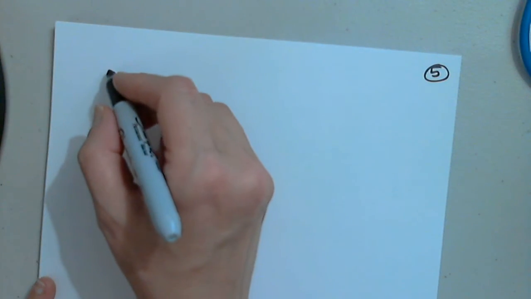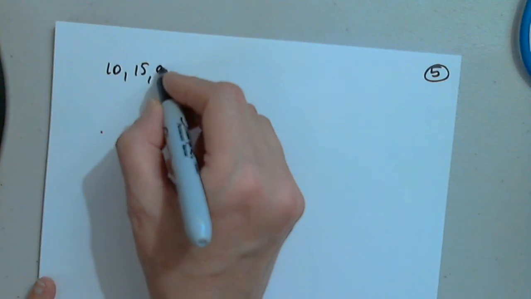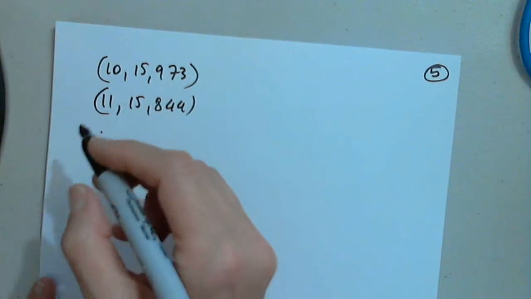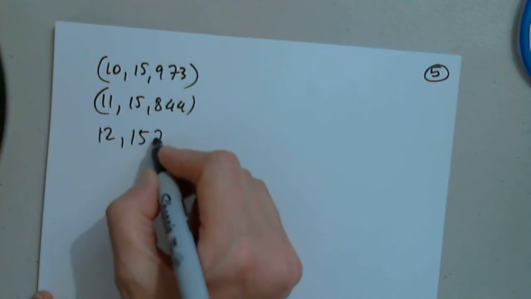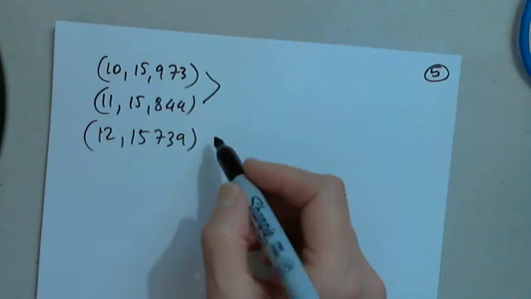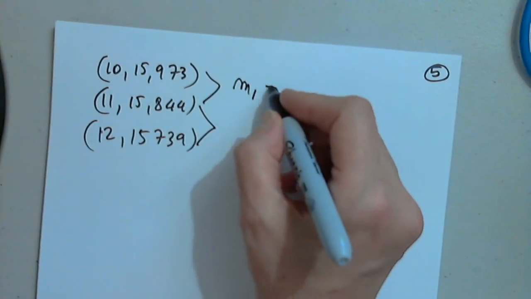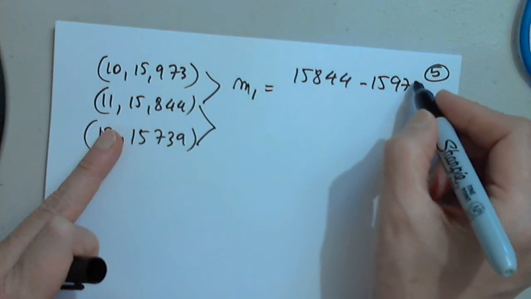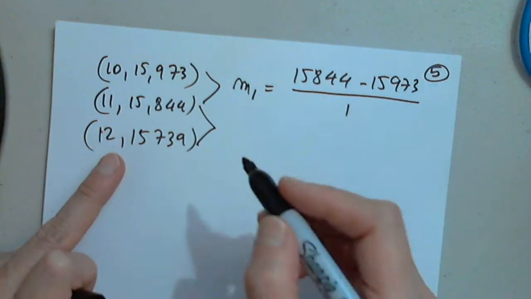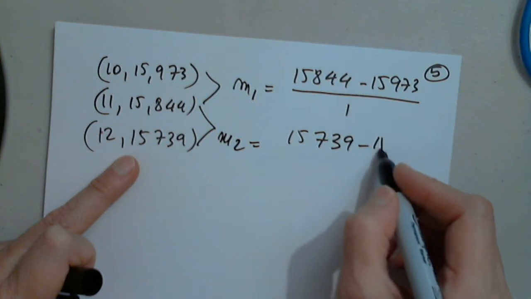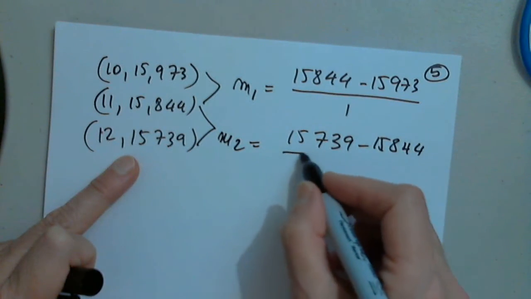So I'm just going to copy 15,973, 15,844, and the last one, 15,739. Okay, so I'm going to stop sharing now. Where is my mouse? Okay, so I'm going to determine these two slopes. I'm going to call this M1, Y2 minus Y1, of course, over 1. And I'm going to call this M2, 15,739 minus 15,844, of course, divided by 1.